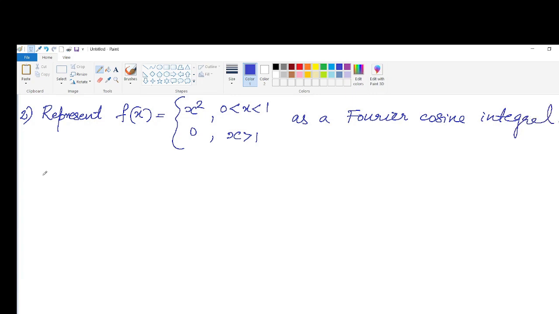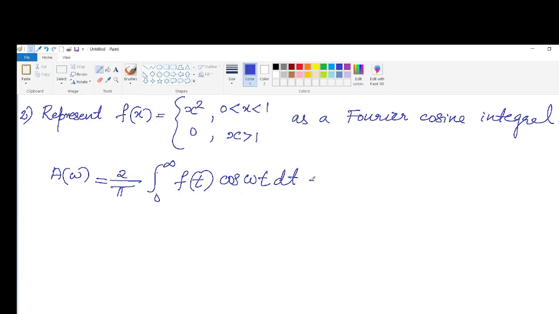Fourier cosine integral. Here we want to calculate the value of A(ω). A(ω) is given by the formula 2/π ∫ from 0 to ∞ of f(t) cos ωt dt. We can split the integral: the first from 0 to 1 and the second from 1 to ∞. Here the function value is t² cos ωt dt, and in the second part the value is 0.